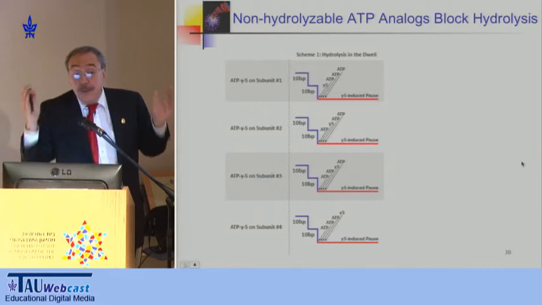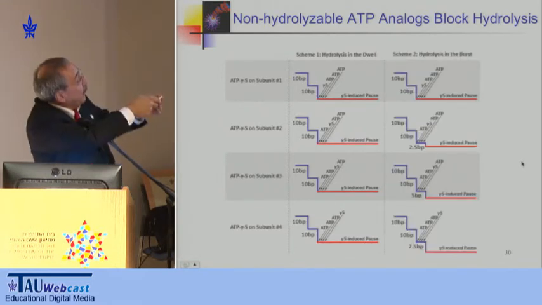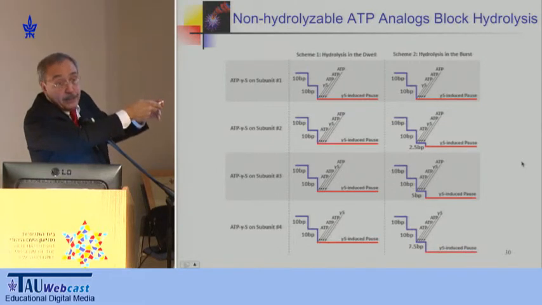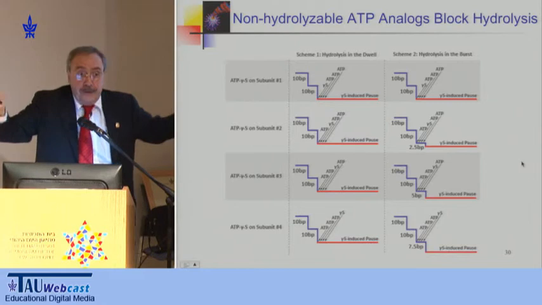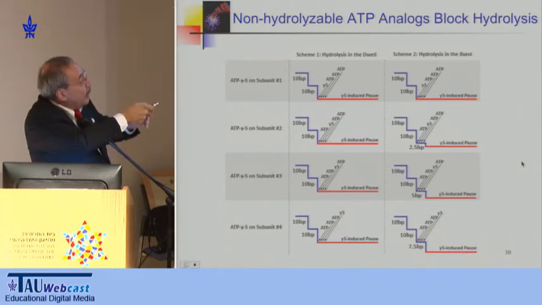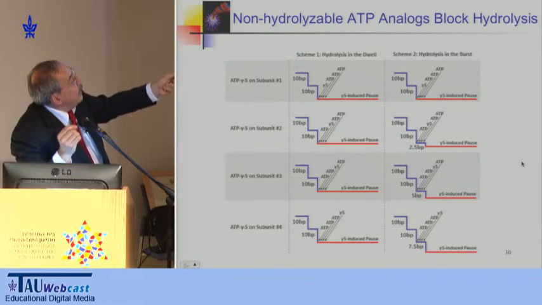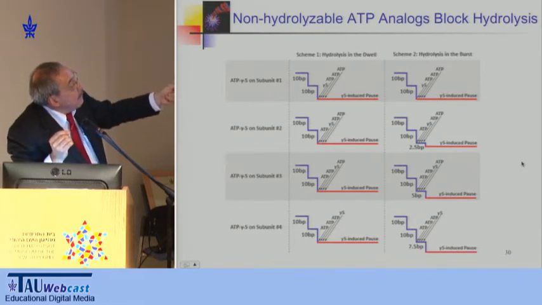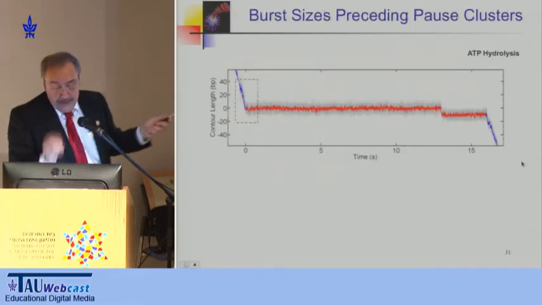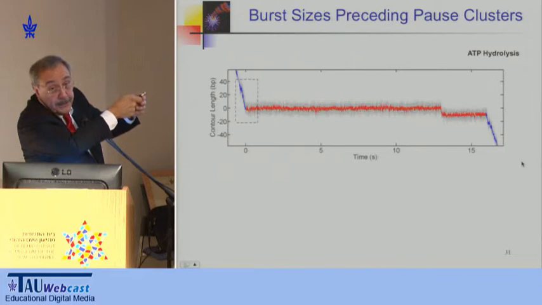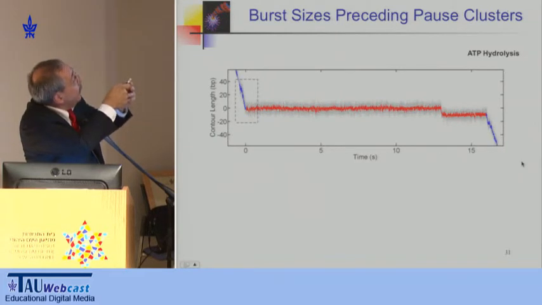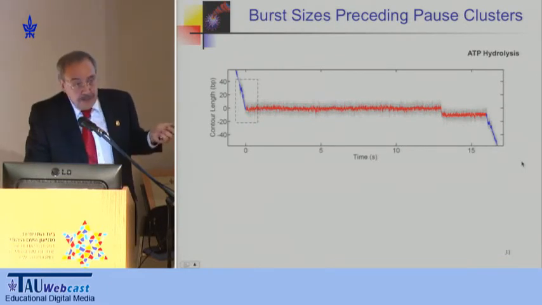Instead, if hydrolysis occurs during the burst, you have the following situation. If the first ATP gamma S binds and is about to burst, the motor stops there and it cannot even do the first burst. So you get 10 base pairs. If it is in the second, the motor can make 2.5 because the first one can be hydrolyzed and release the phosphate and produce 2.5 base pairs. If it is in the third, you get 5 base pairs, and if it is in the fourth, you get 7.5 base pairs. So you can distinguish between dwell and burst for hydrolysis if you look at the size of the burst that precedes the beginning of a pause cluster. So if you look at this burst before entering the big pause with the 10 base pairs, you can tell whether it is in the burst or in the dwell.